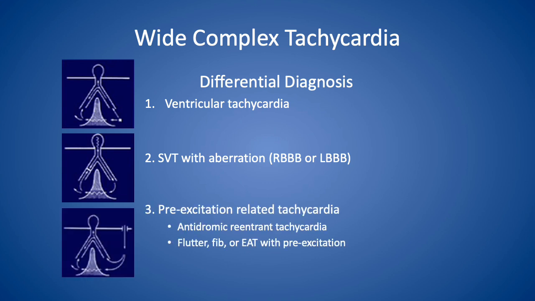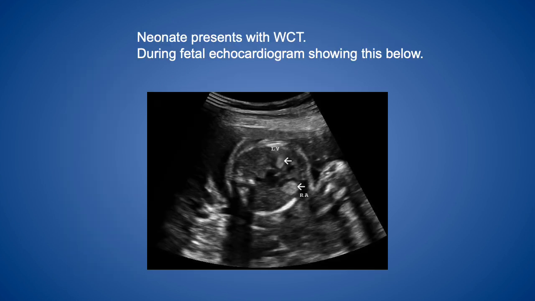And then lastly, if there's pre-excitation related tachycardia, so you have this accessory pathway that's bidirectional, and either through antidromic reentrant tachycardia or some sort of atrial tachycardia with pre-excitation. And then lastly, you can also see sinus tach with a baseline history of bundle branch block.